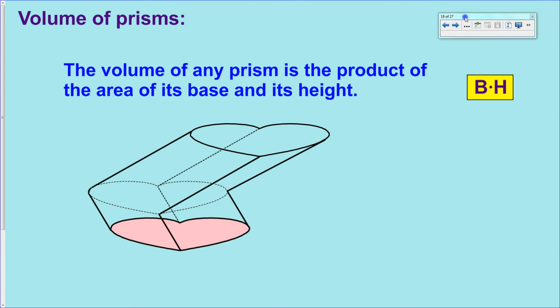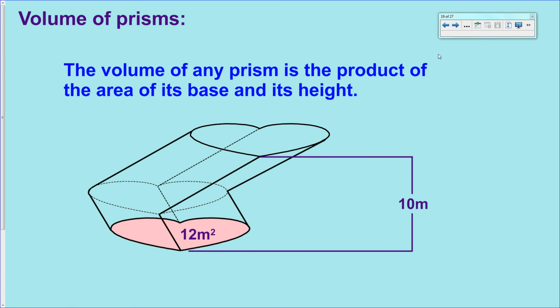All right, so the basic idea here is if you need to find the volume of any prism whatsoever, even if it's kind of funky and oblique or right, whatever, if you know the area of the base of it and its overall height, you can find the volume of it. So in this case, I know the area of the base and I know the total height, so volume is 120 cubic meters.